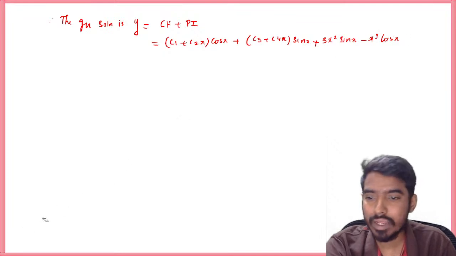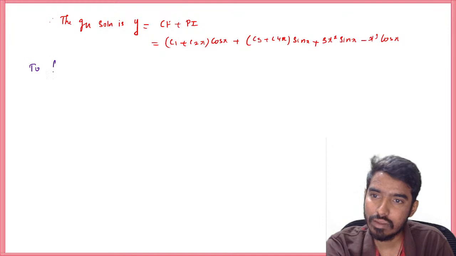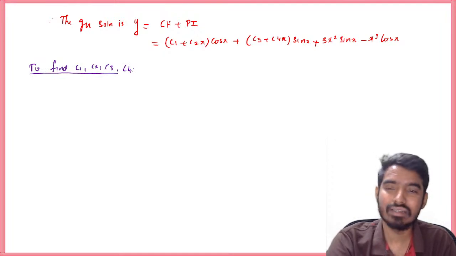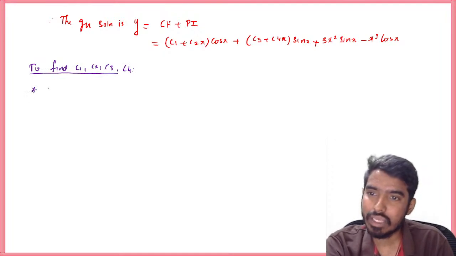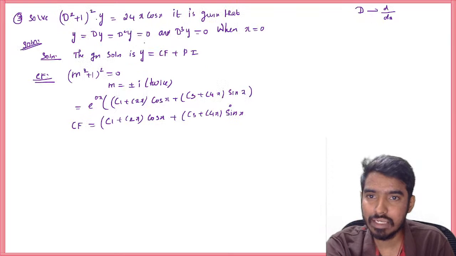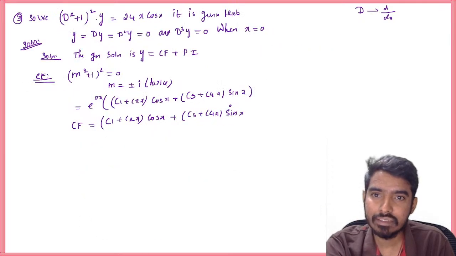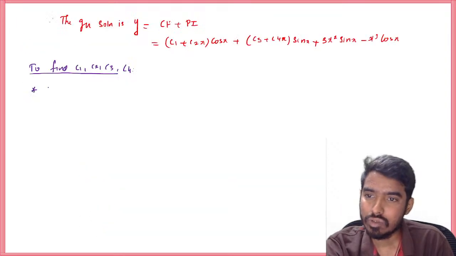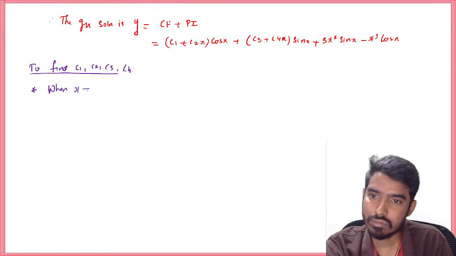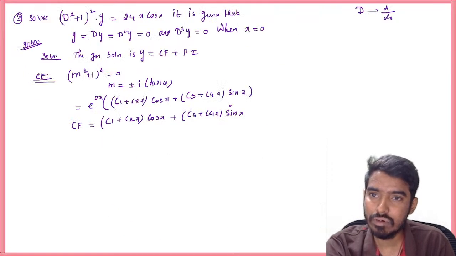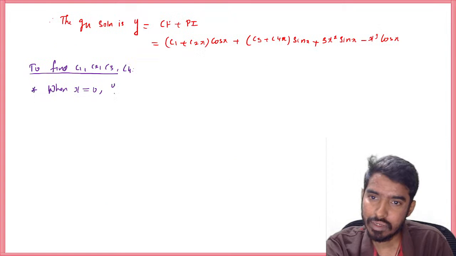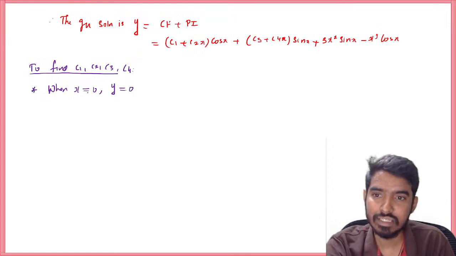Now you need to find c1, c2, c3, c4. That is a very easy part. You can do this. To find c1, c2, c3, c4, I'll give you an exercise, right? Very simple. They are given the 4 initial conditions. What are the initial conditions? When x is 0, these 4 are happening. So when x is 0, y is also 0. This is the first initial condition.